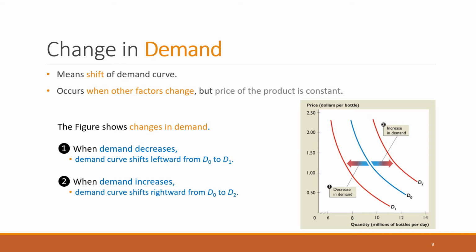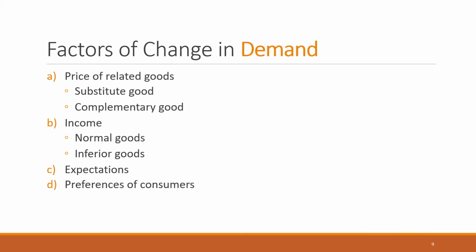Change in demand means shift of demand curve. It happens when other factors change, but price of the product itself is constant. The attached figure shows changes in demand. When demand decreases, demand curve shifts leftward from D0 to D1. When demand increases, demand curve shifts rightward from D0 to D2. Among the factors that may shift the demand curve include price of related goods, income of consumers, expectations of consumers, and preferences of consumers.